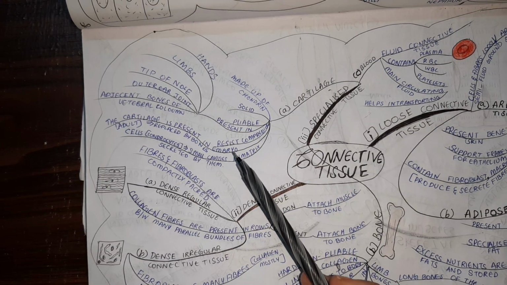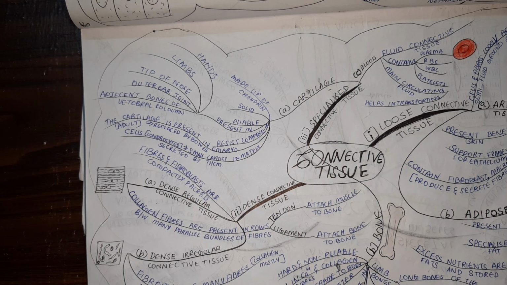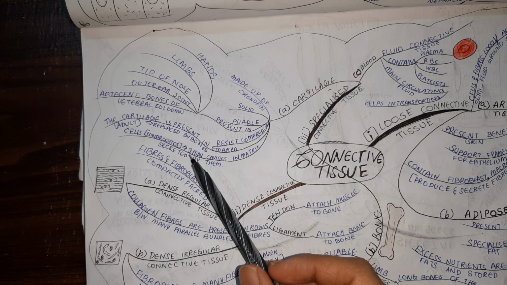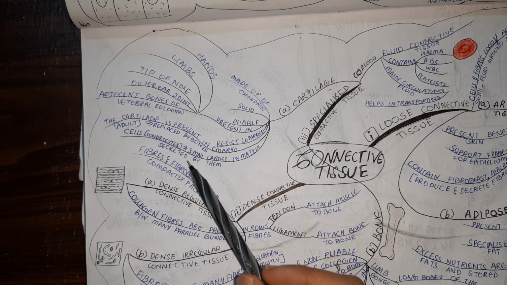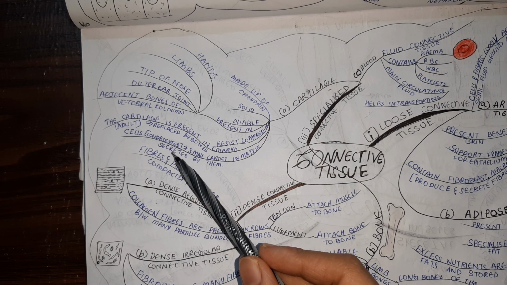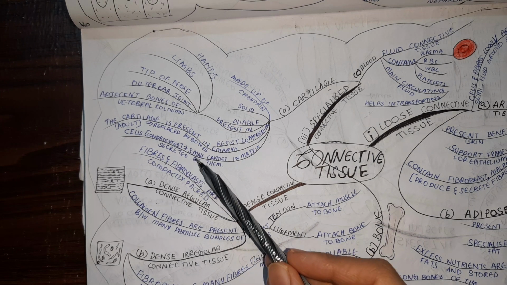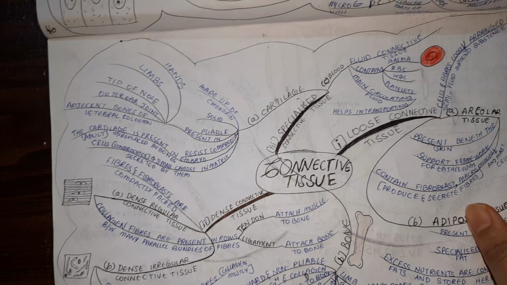In the case of an embryo, the cartilage is present, which means the embryo is made wholly out of cartilage, but when it becomes an adult, it is replaced by bones. The area of cartilage is replaced by bones. And the chondrocytes are the cells which are present in the cartilage. These chondrocytes make up the whole cartilage, that is, they make the chondrin fibers.